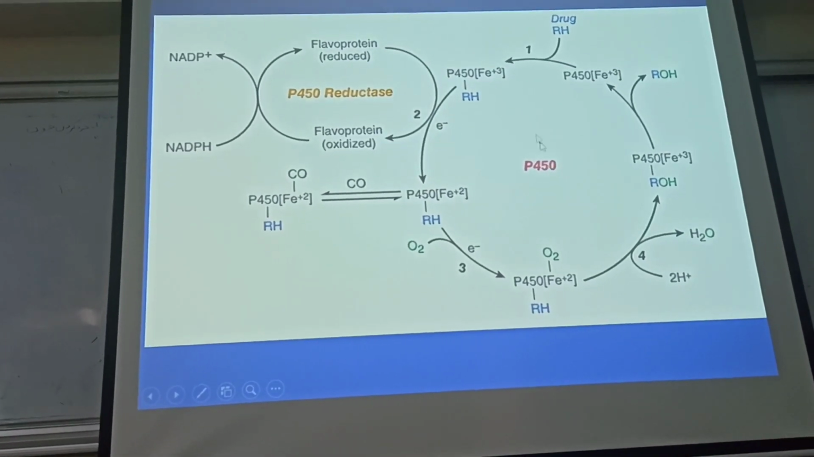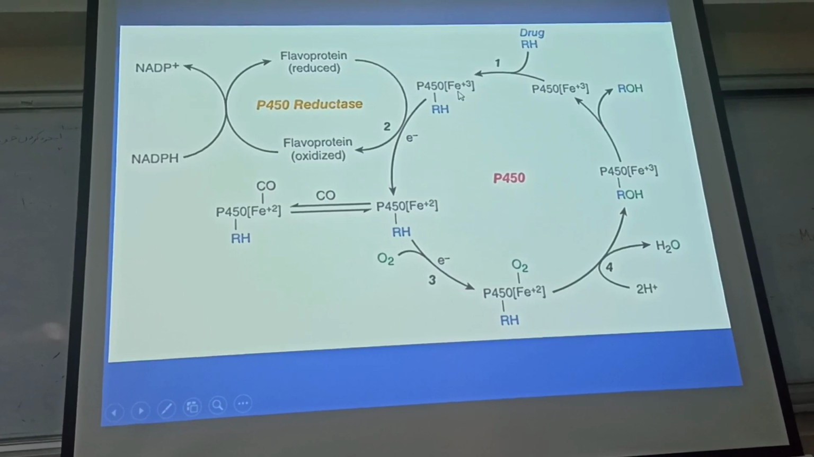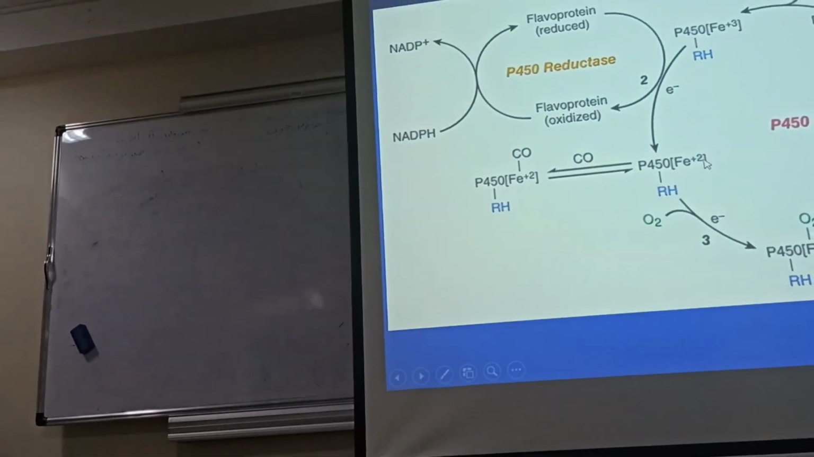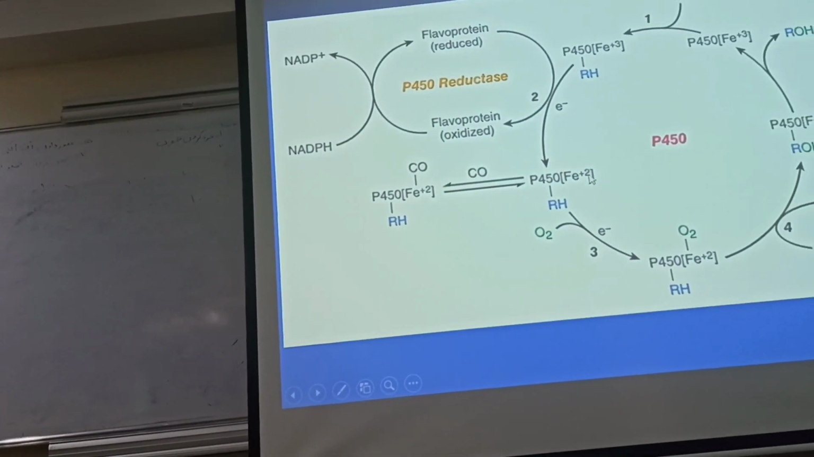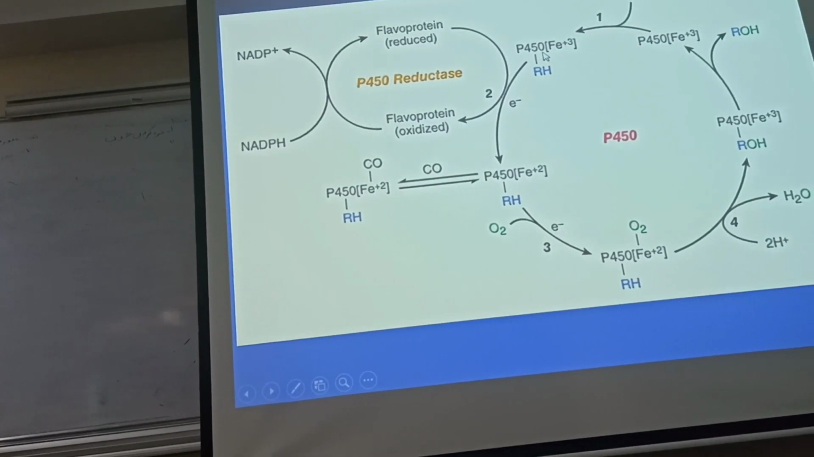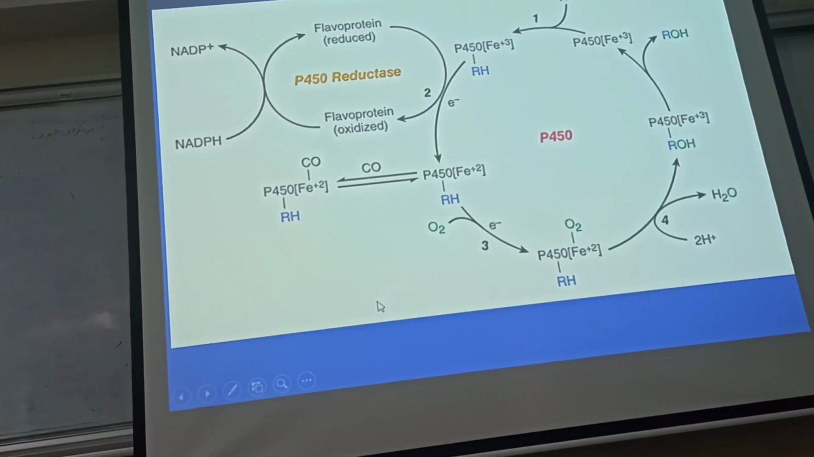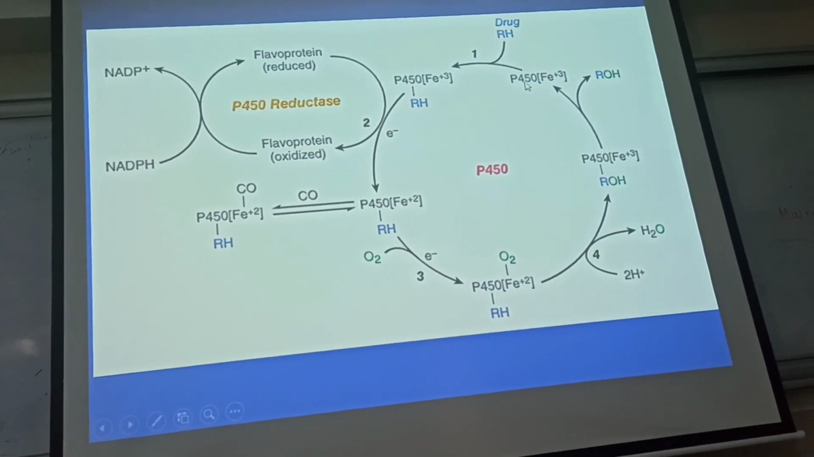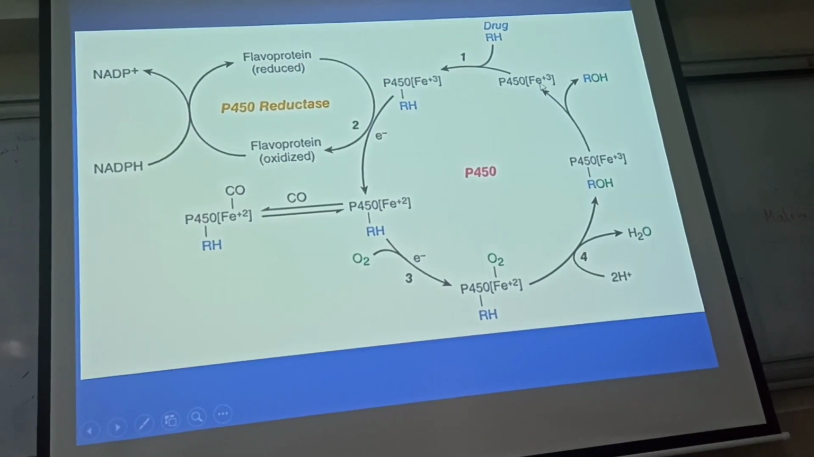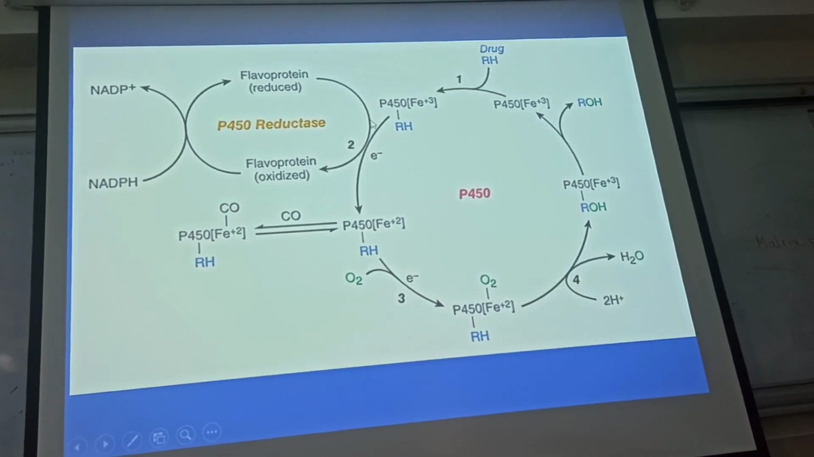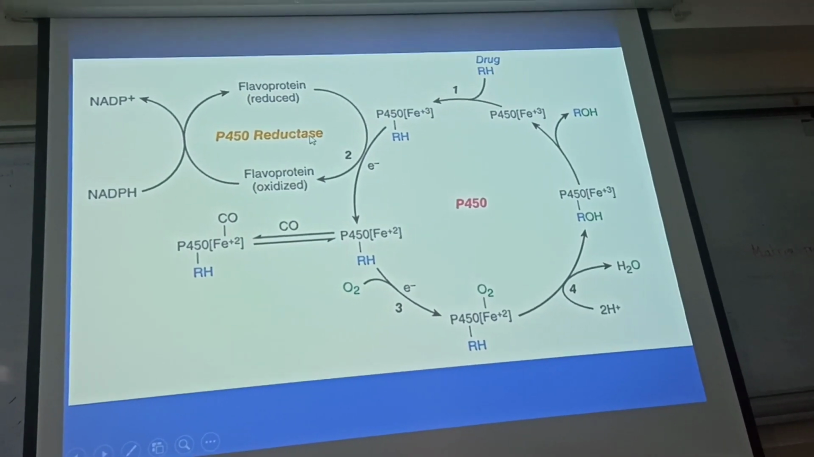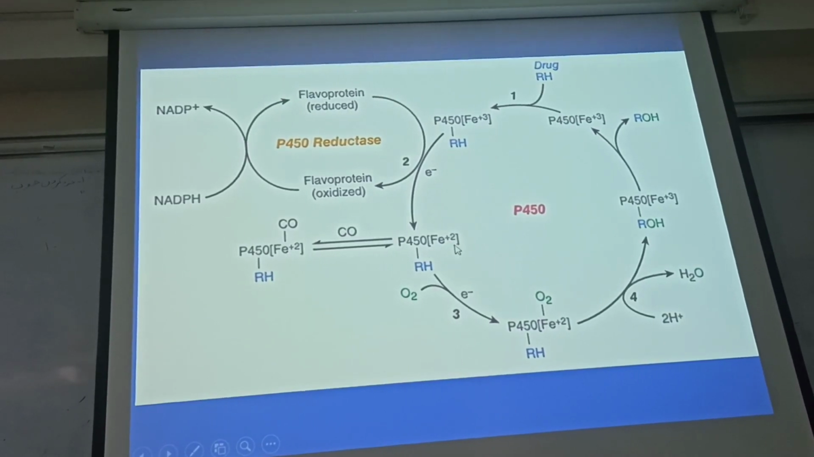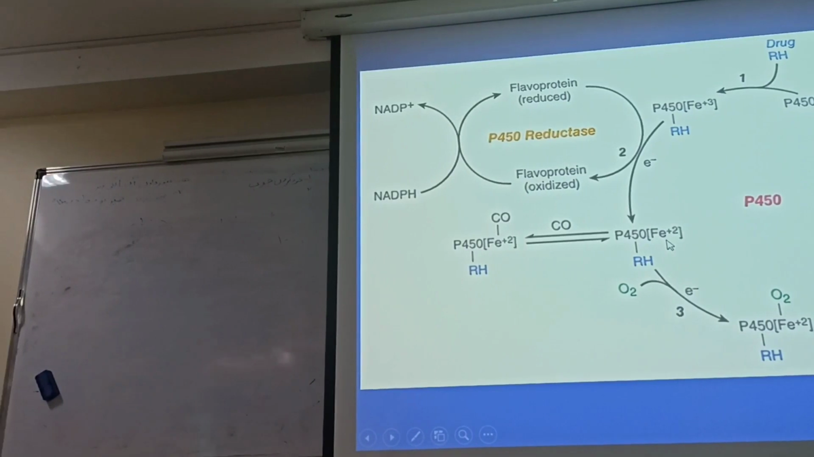And cytochrome P450 may be in oxidized form with Fe+3 or in reduced form with Fe+2. This is ferric and this is ferrous. Drug binds with cytochrome when it's in ferric form. And then we have cytochrome P450 reductase, an enzyme that reduces Fe+3 to Fe+2.